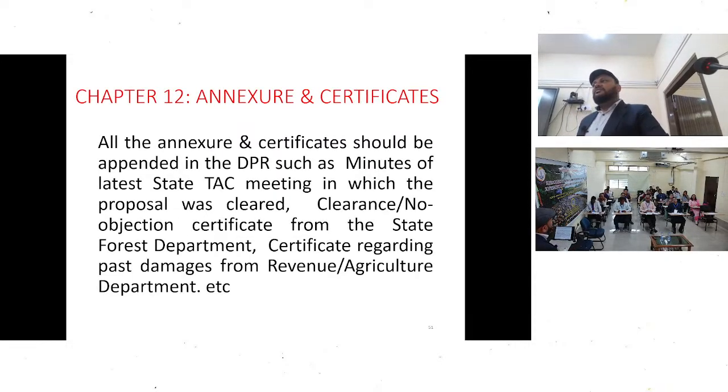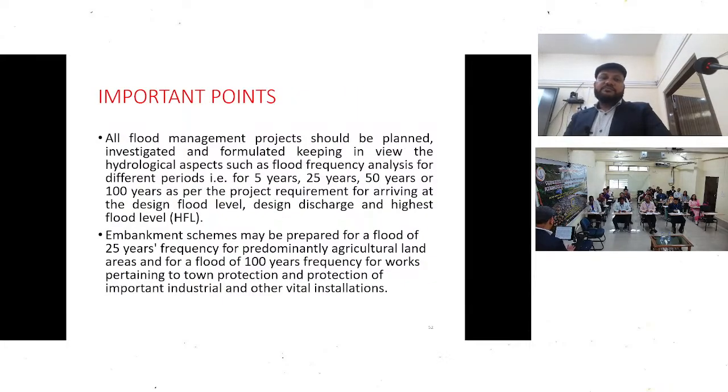And chapter 12 should be annexure and certificate. All the annexures and certificates should be appended in the DPR, such as forest clearance or any mines clearance, innovation certificate, and any data which we collect for the cost benefit ratio from the district administration. It should be appended in chapter 12. And these are some important points.